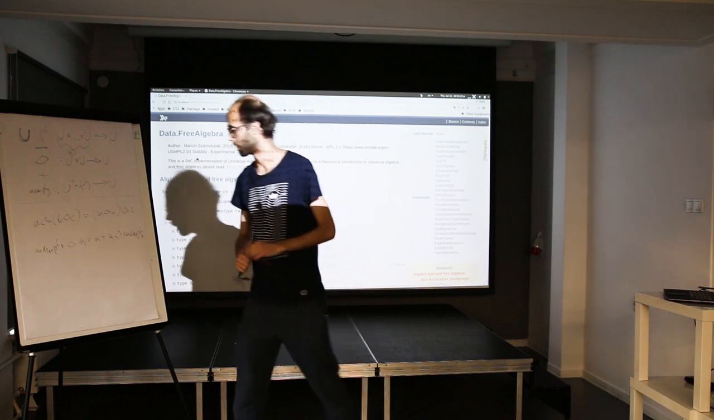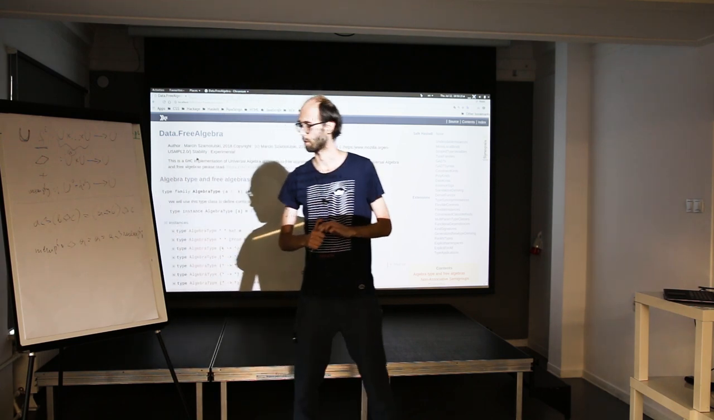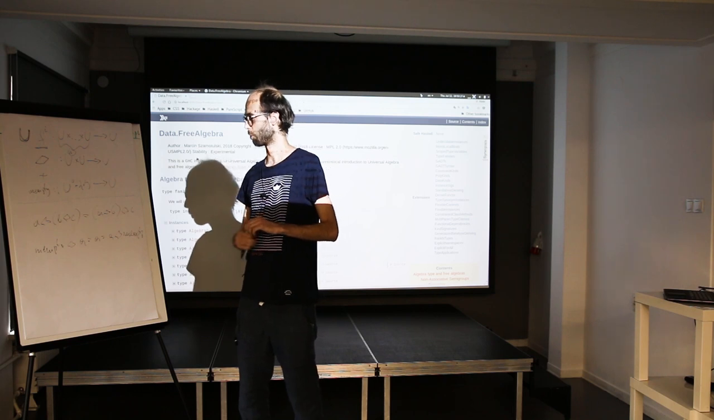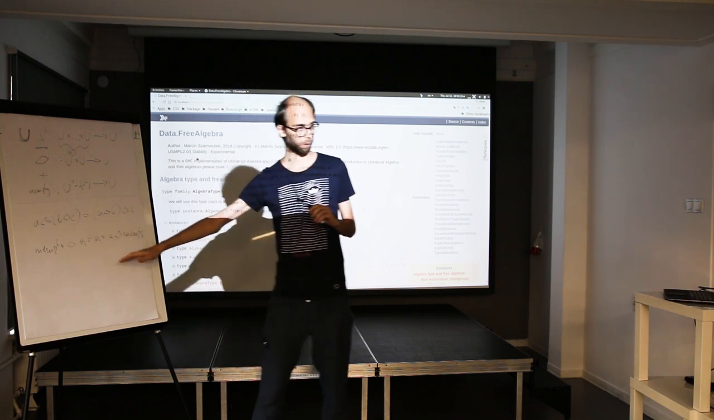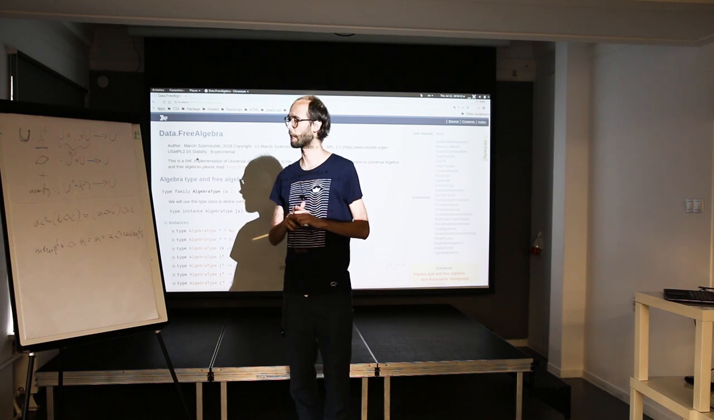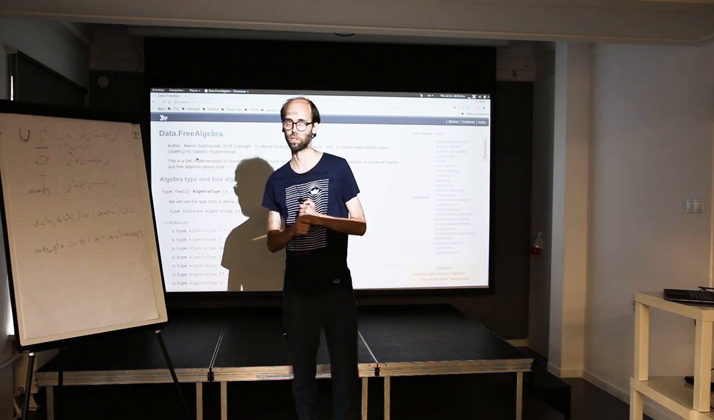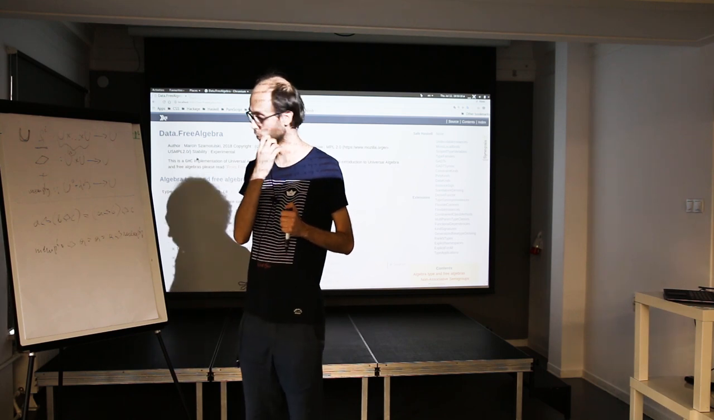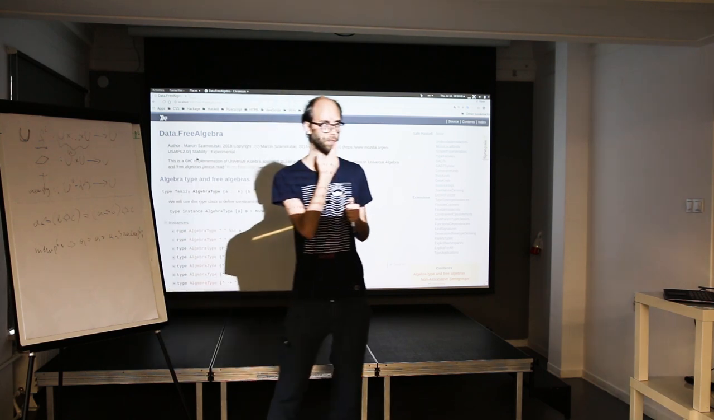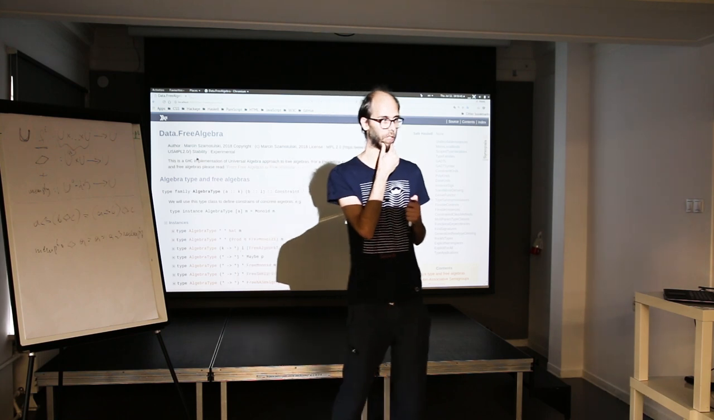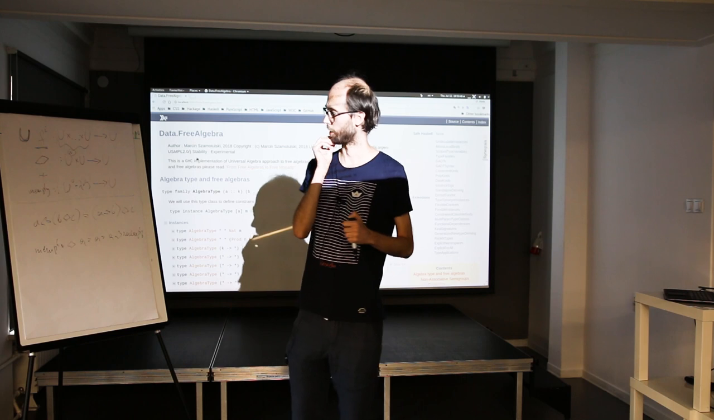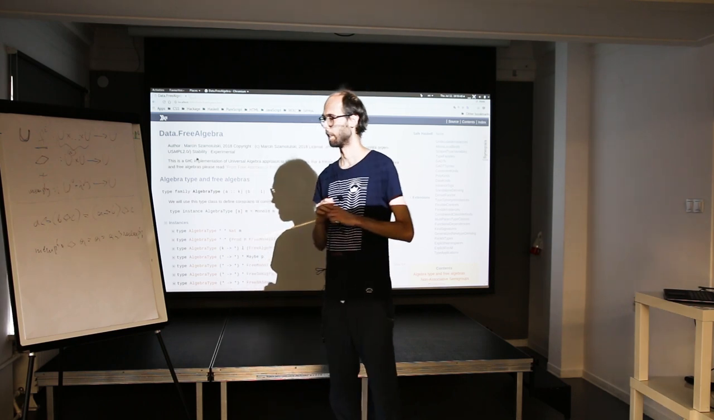I would use just the diamond notation for the multiplication, not the moment, whatever. So this is also an equation, and it turns out that the solution for this problem involves so-called free algebras for a given domain.